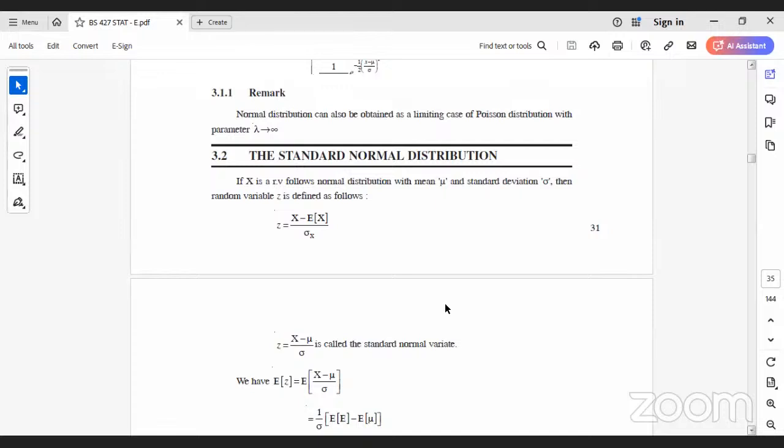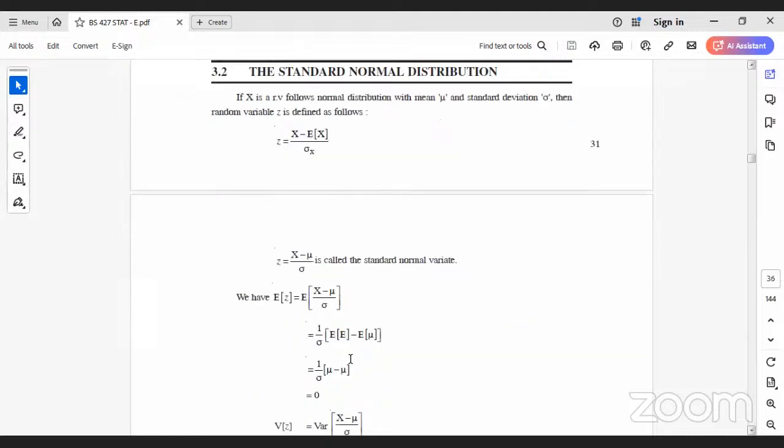The standard normal distribution. If x is a random variable following the normal distribution with mean mu and standard deviation sigma, the random variable z is defined as z is equal to x minus E of x by sigma. We know the first fundamental formula, E of x is mu. This is called the standard normal variable. E of z is equal to E of x minus mu by sigma, so 1 by sigma times E of x minus E of mu. E of x is mu and E of mu is mu. So 1 by sigma times mu minus mu is equal to 0.